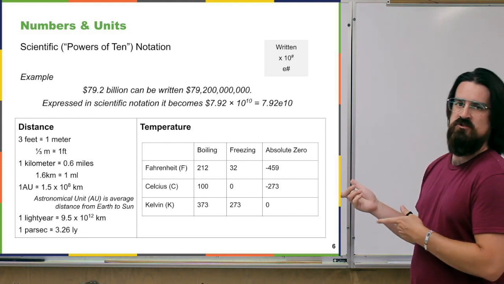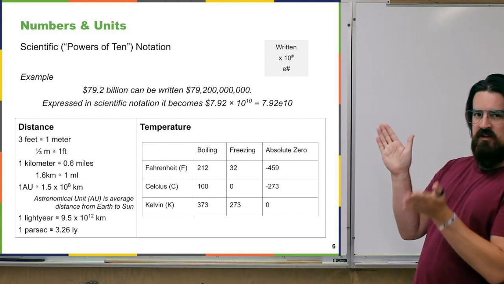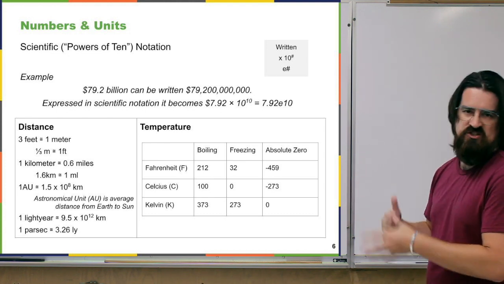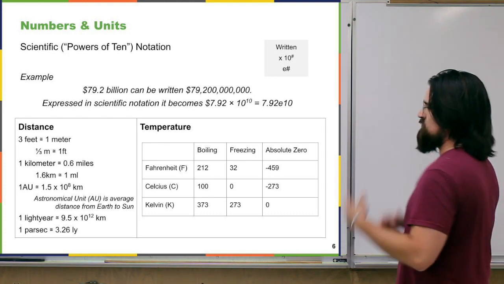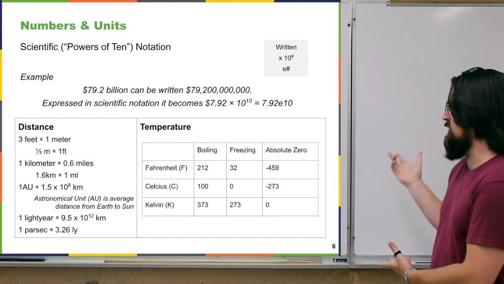And one other unit that's used sometimes in astronomy, or fairly regularly, is known as the parsec. It has to do with angles, but practically it's about 3.26 light years. So those are distances. We're also probably going to be talking about temperatures fairly regularly.